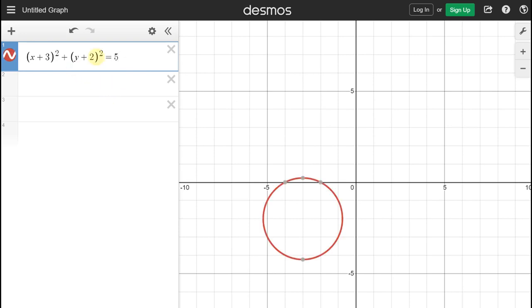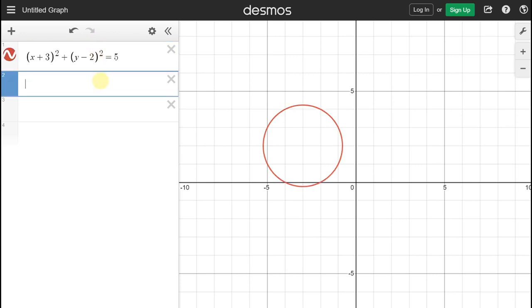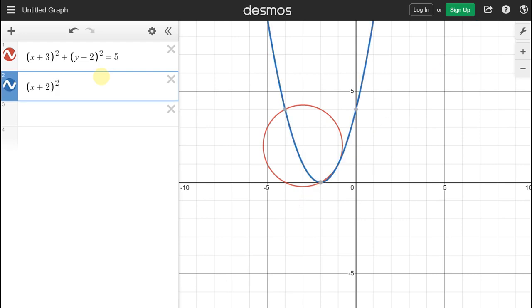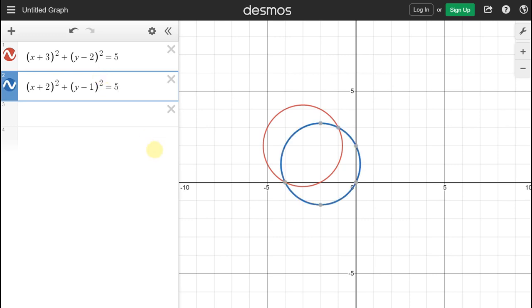So there's the first circle. Oops, and this should have been a −2. There's the first circle. And the second one is going to be (x + 2)² + (y − 1)² = 5. And this is so much easier, right? So now I can actually just see the points of intersection: (−1, 3) and (−4, 0). So that would be my answer. Those would be the 2 points, all the coordinates that fulfill those criteria. So using graphing software is probably the easiest way to do that.